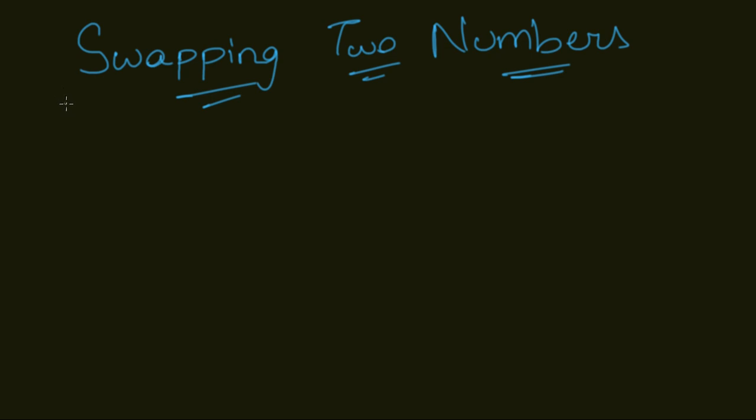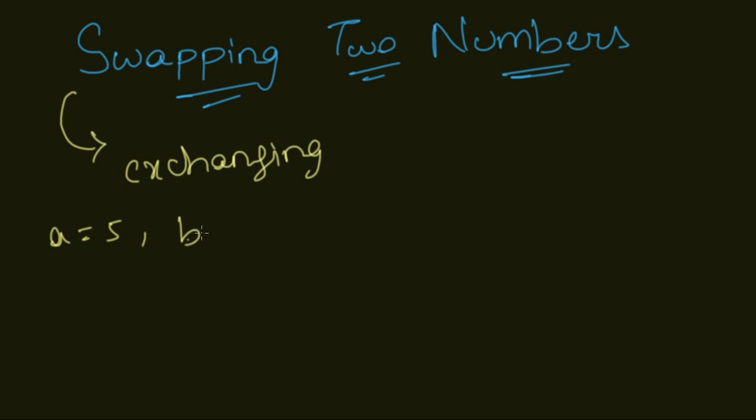In this video, I am going to talk about different ways to swap two numbers. So firstly, swapping is defined as exchanging the values. Swapping is just nothing but exchanging the values of two different variables. For example, if A is 5 and B is 10, after swapping A becomes 10 and B becomes 5. So this is nothing but swapping.